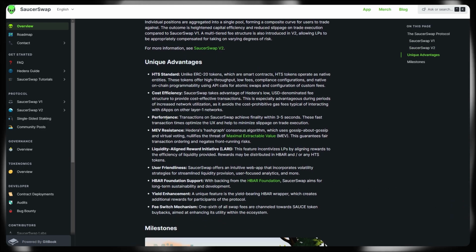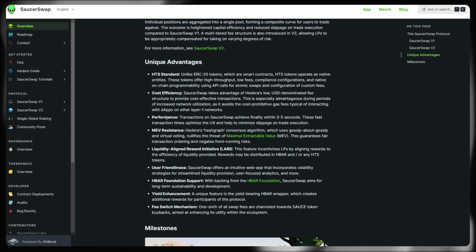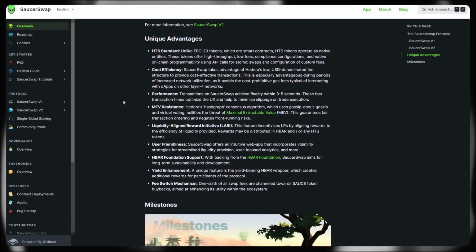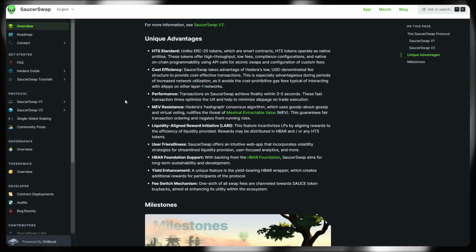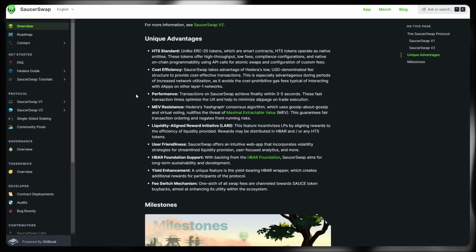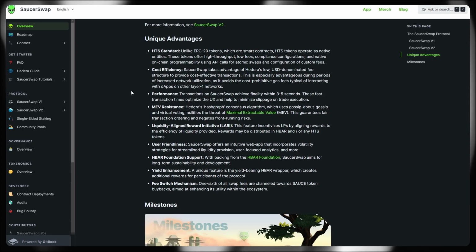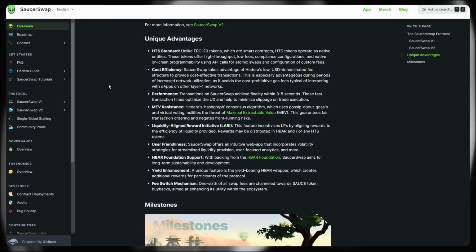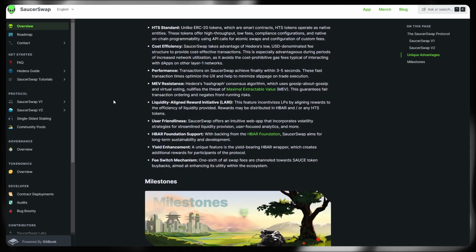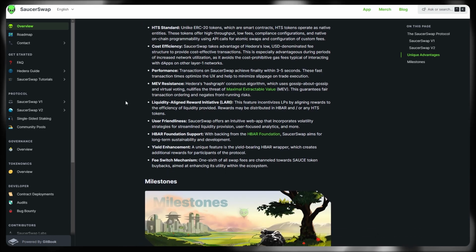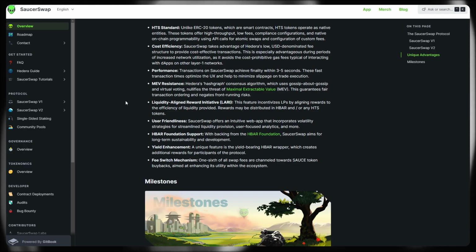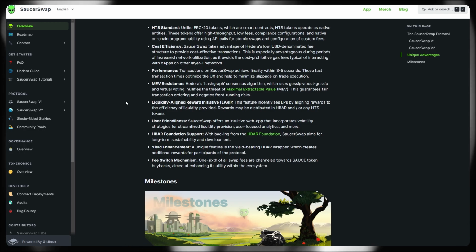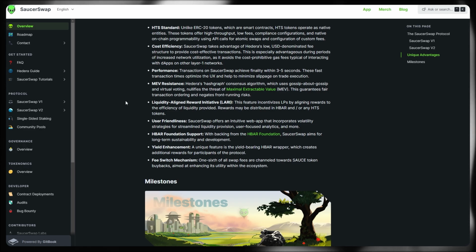Naturally, there are unique advantages of Hedera and things like CLMMs, HTS standards. So unlike ERC20 tokens, which are just smart contracts, HTS tokens operate as a native entity within Hedera. These tokens offer high throughput, low fees, compliance configurations, and native on-chain programmability using API calls for atomic swaps and configuration of custom fees. Of course, we've got cost efficiency as well, again from those fixed denominated US dollar fee structures. Performance, transactions on SaucerSwap achieve the same finality as Hedera natively, which is around 3 to 5 seconds.